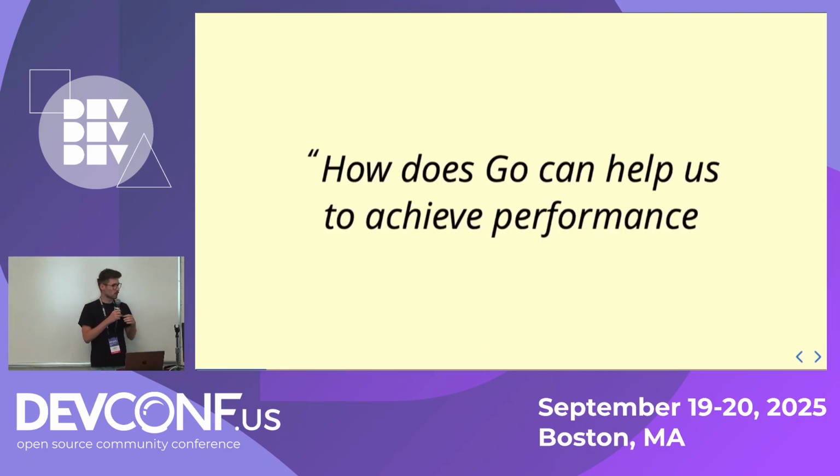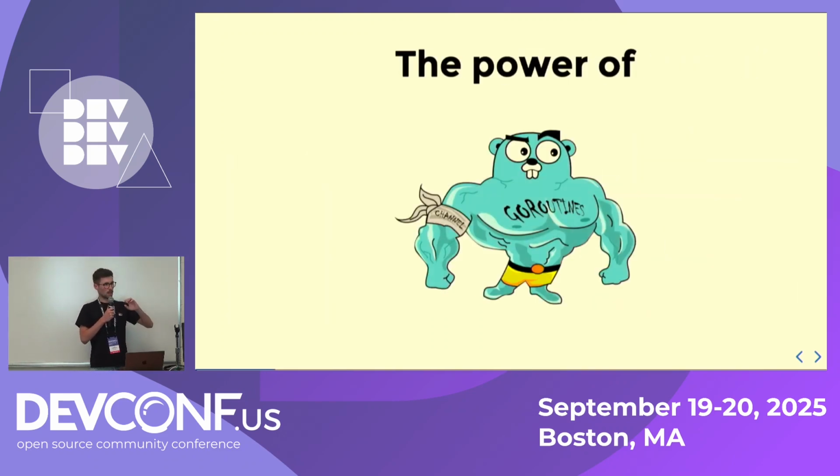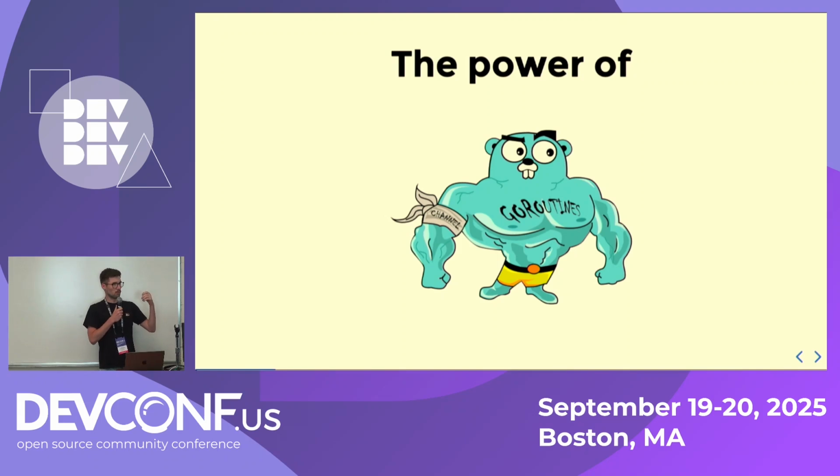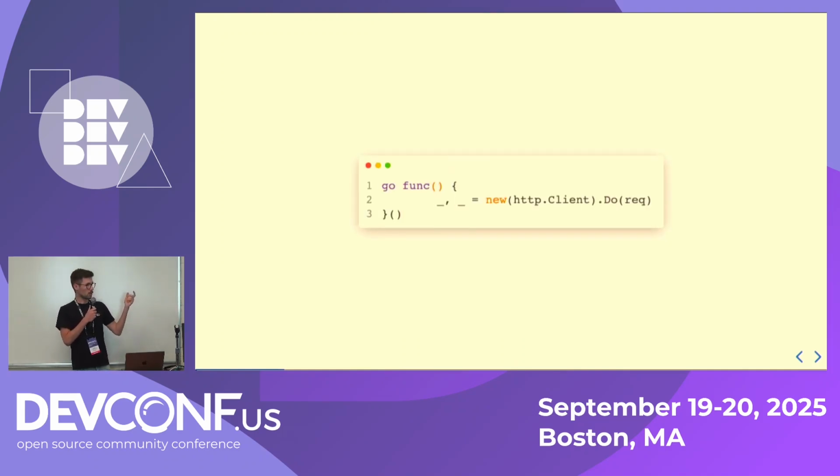So to answer the question, how can Go help us to achieve performance? I can't talk about Go without mentioning goroutines, which are logical threads, not physical threads. They are emulated in your system, and you just define a function and set the keyword go in front of your function declaration. Here that's an anonymous function that will make an HTTP request to any service.